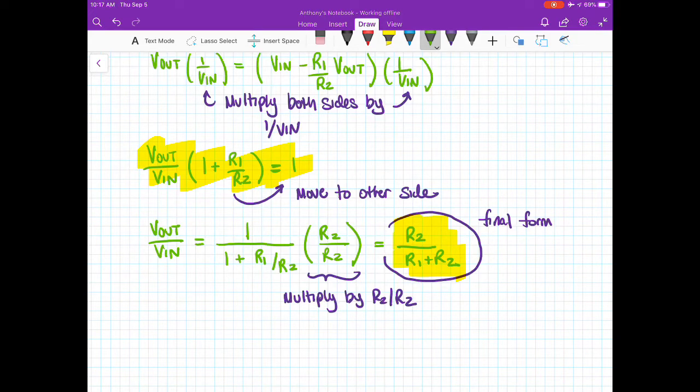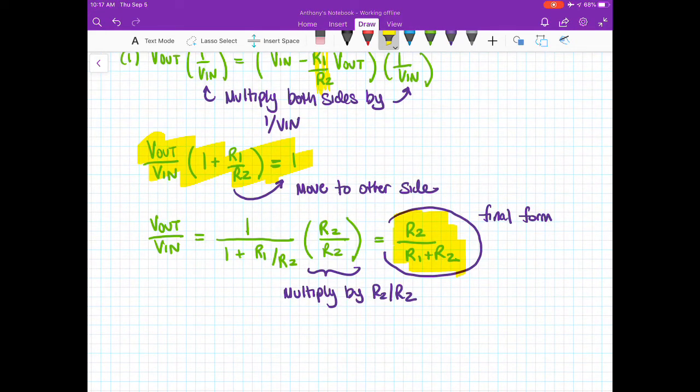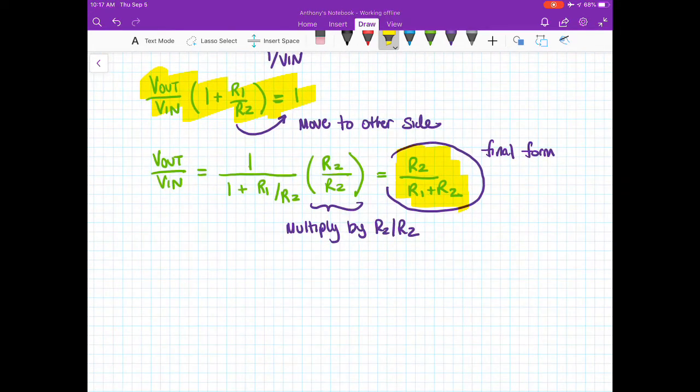And how was this done? It was essentially collecting the like terms, because when we multiply by V in over V in, we'll end up with a 1 times V out over V in, and a negative R1 over R2 times V out over V in. We collect those two together, and that gives us the 1 plus R1 over R2. Now we want to move this to the other side, so we have to divide by that, and we end up with 1 over 1 plus R1 over R2. That's a valid transfer function.